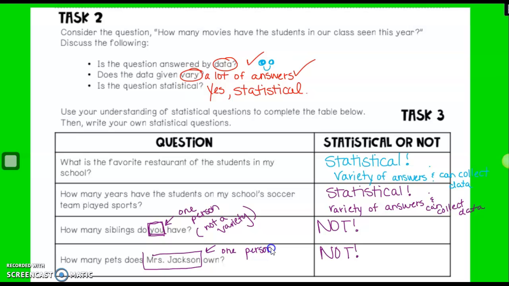All right, so at this point, we're pretty much finished. I hope you guys have learned something. Remember, sum it up. Statistical questions produce data, meaning you can get answers from it, and you have to get a lot of different answers from it. You got two types, categorical and numerical.